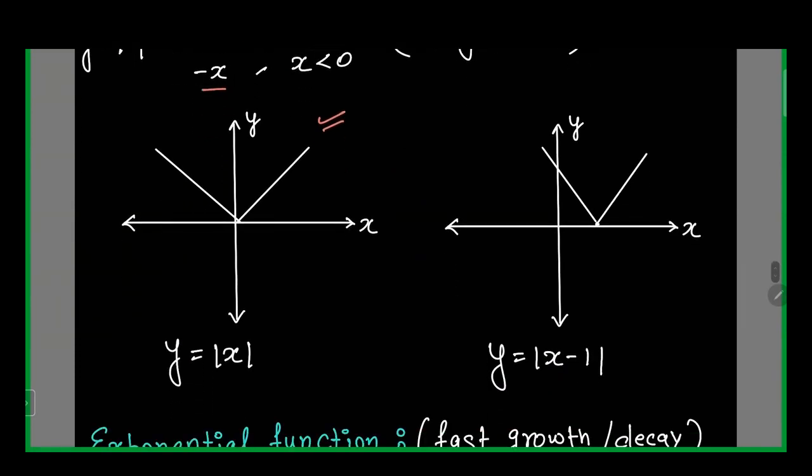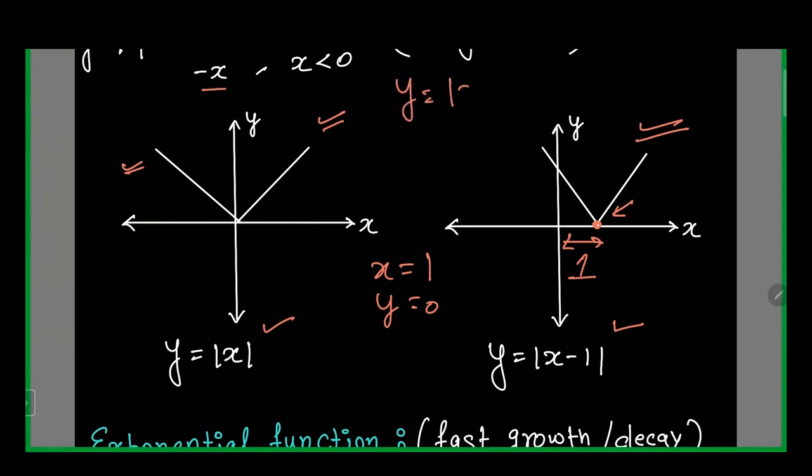Now, this is for y equals mod x, and this is for y equals mod of x minus 1. You can clearly see that the graph is shifted by how much? 1. Why? Because if x is 1, your y is 0. So your mean position is x equals 1. You will get a modulus function, but now the mean is not at 0, but at x equals 1. So if you plot a graph for mod of x minus 1, you will get a graph like this, not like this. Similarly, if I plot a graph for mod of x plus 1, you will get a graph like this.